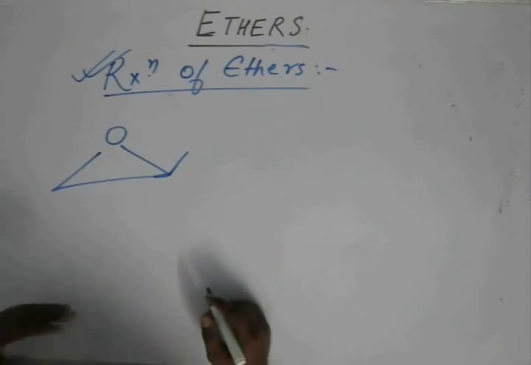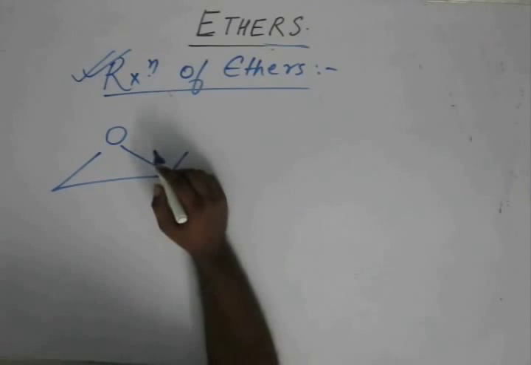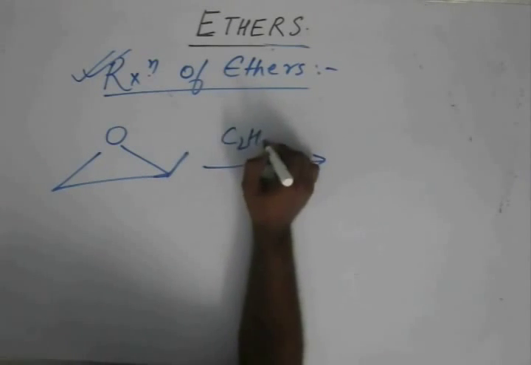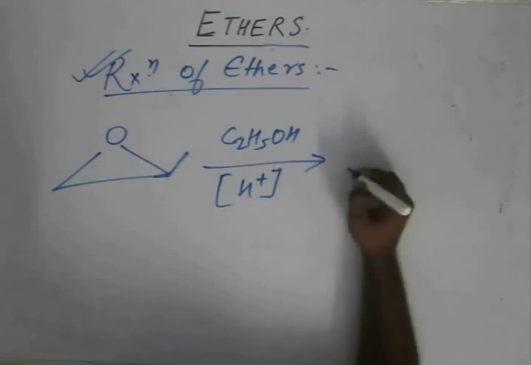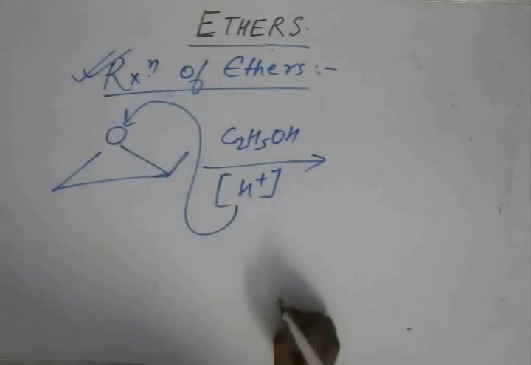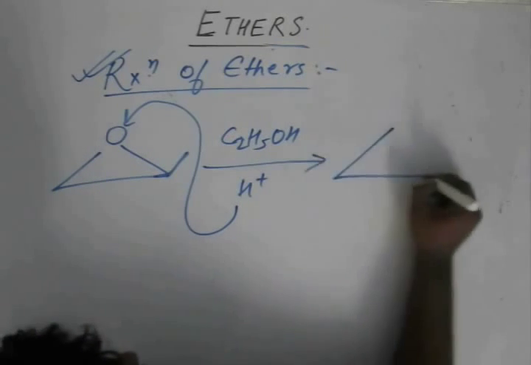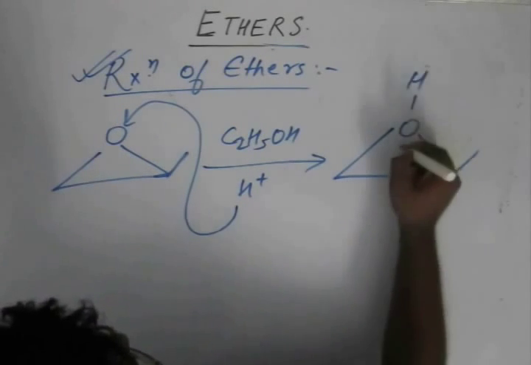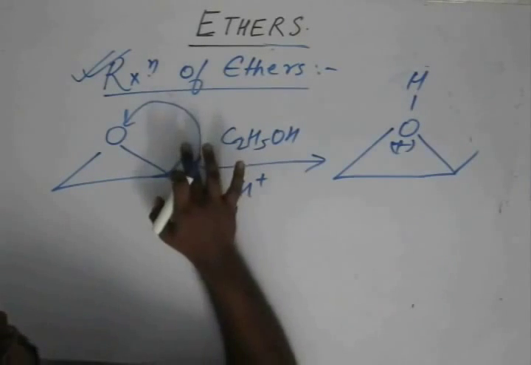Okay, so I take up another example of an attack on a cyclic ether. In this case I haven't taken a simple epoxide. A methyl group is attached to this carbon. Now what happens? Again we have C2H5OH in presence of the H plus ion. Now again the H plus ion attacks the oxygen atom. Okay, let me modify the question.